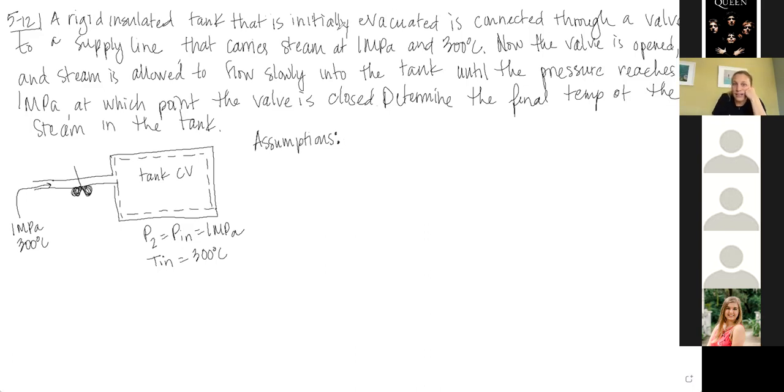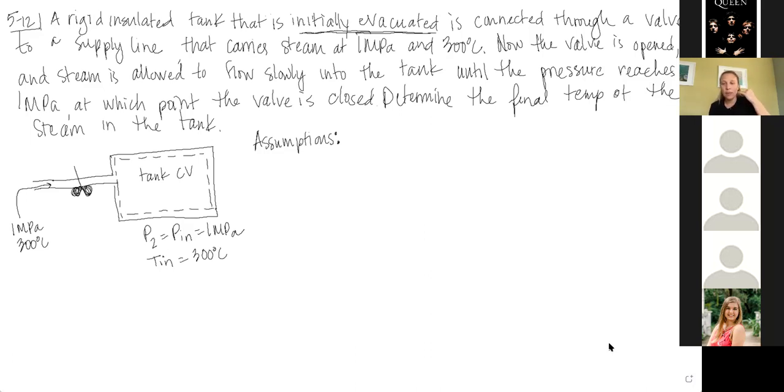Okay, here's a hint at one assumption. The tank is initially evacuated. So what does this mean in terms of assumptions? It's empty. Right, there's no initial temperature or pressure in the tank. It's totally evacuated.